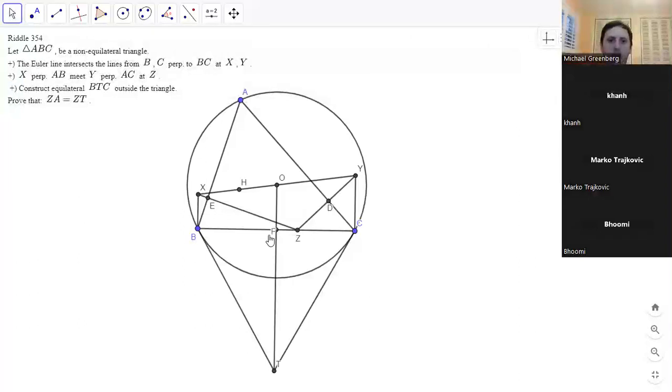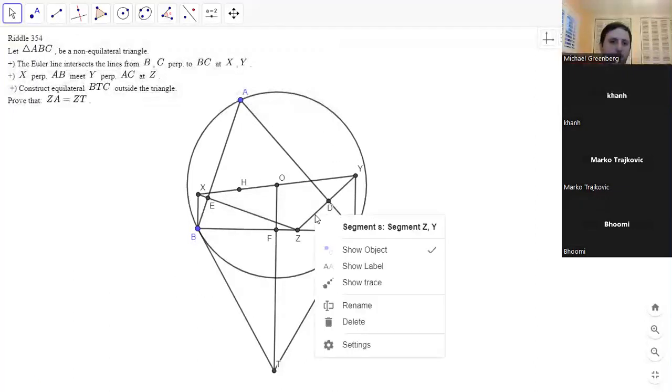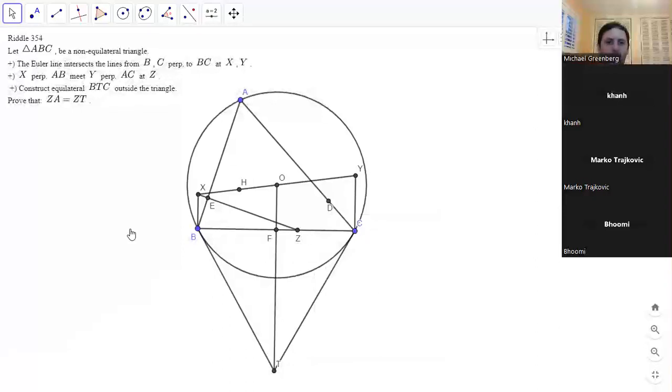We have a lot of right triangles, like OBT is right with altitude BF, BXC is right with altitude BE. But is it obvious? How should we prove it? I wonder if we could let XE intersect BC at Z prime, and let YB intersect BC at Z double prime and show that those are the same point. I wonder if that kind of idea might work.